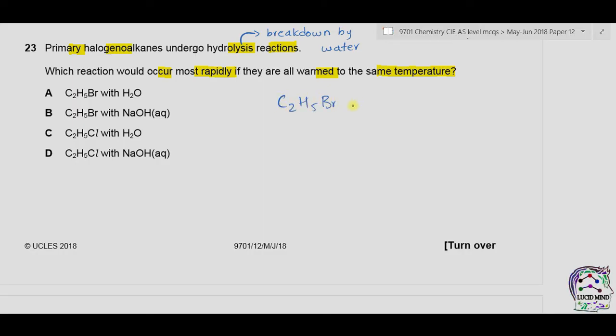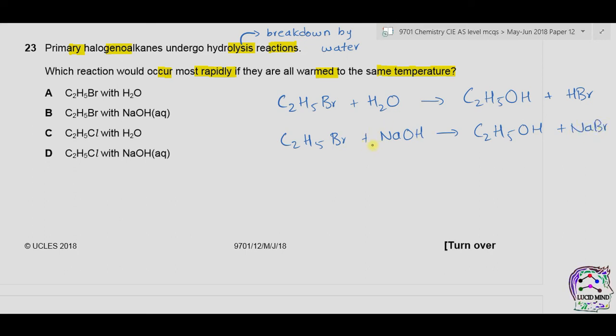C2H5Br is converted into alcohol, that is C2H5OH along with HBr. Similarly, with sodium hydroxide, what will happen is that the product formed will be C2H5OH, that is alcohol, along with sodium bromide.